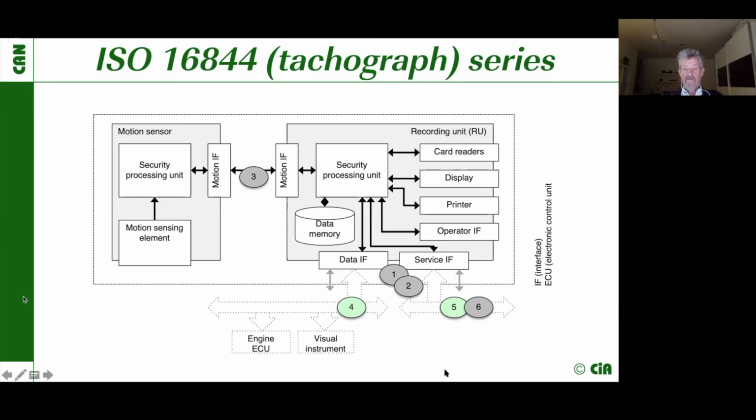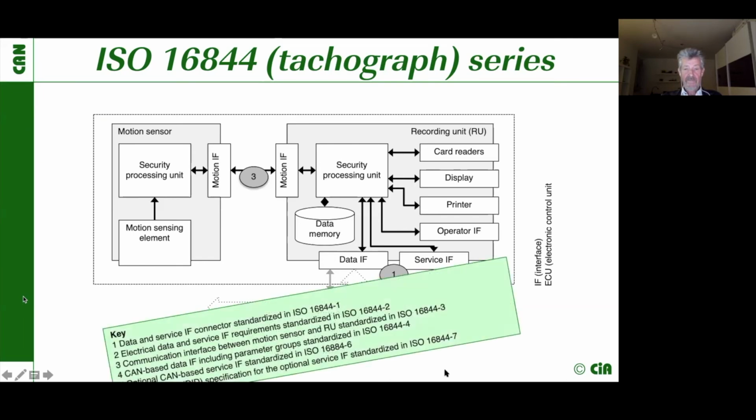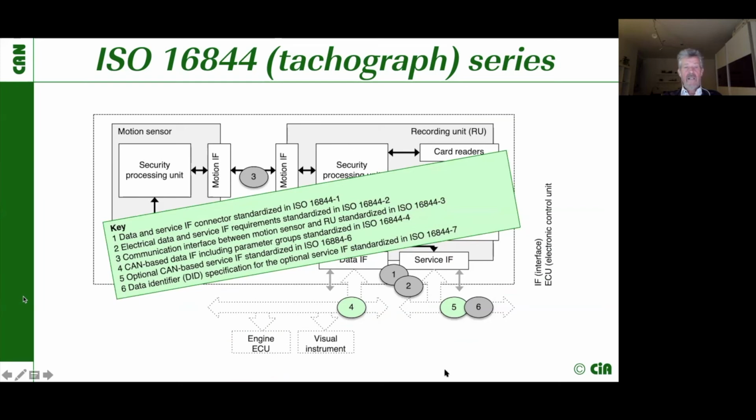Two of these interfaces, the data interface, number 4 and number 5, the service interface, are using CAN communication, while the others use proprietary and other networks, also standardized in the ISO 16844 series. So you see here the interface number 4. This is the CAN-based data interface, including parameter groups standardized in ISO 16844-4, and they sometimes make references to the digital annex of J1939 and sometimes not.